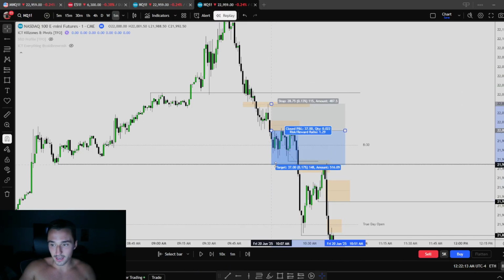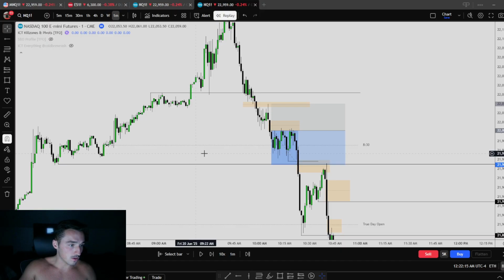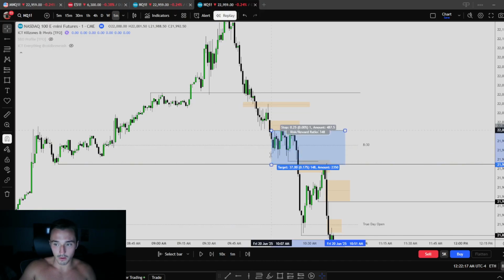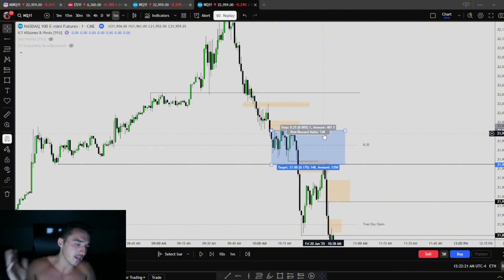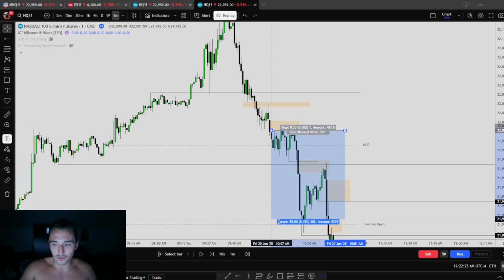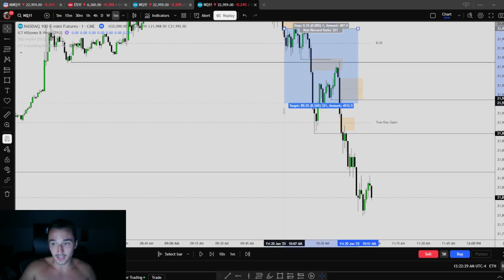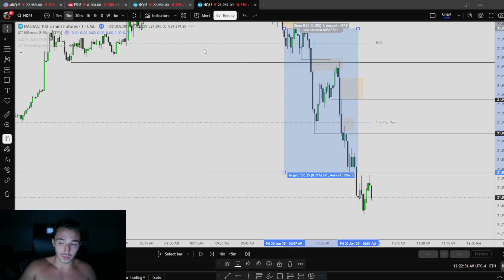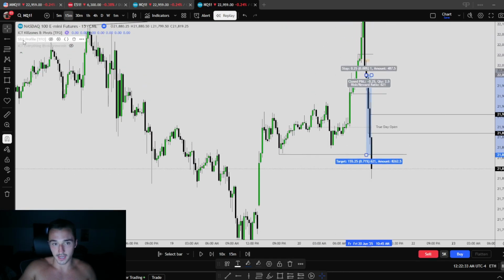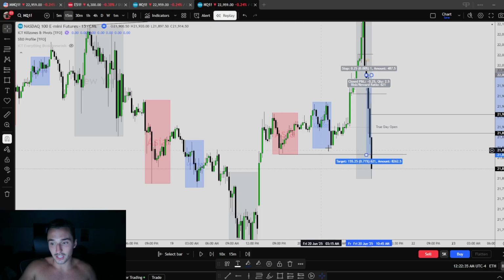We take the CRT low, but it's not a 2R. Stop goes to break even. If it comes all the way back up, it comes all the way back up, bro. That's fine. But then you let it run to a 2R wherever that is, and then you let the rest run to those equal lows right here. Because that's Asia and London's equal lows.